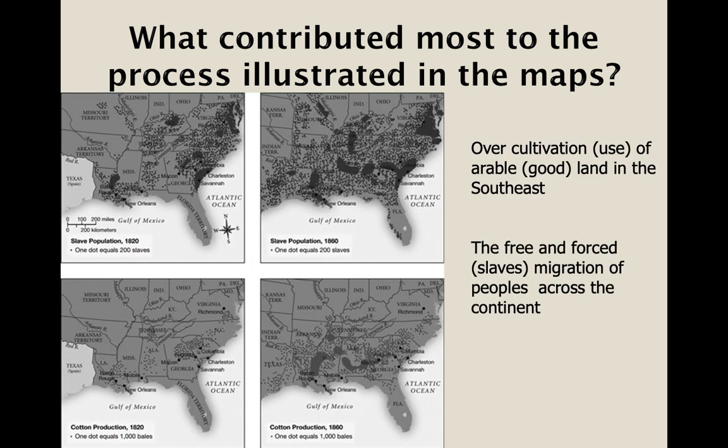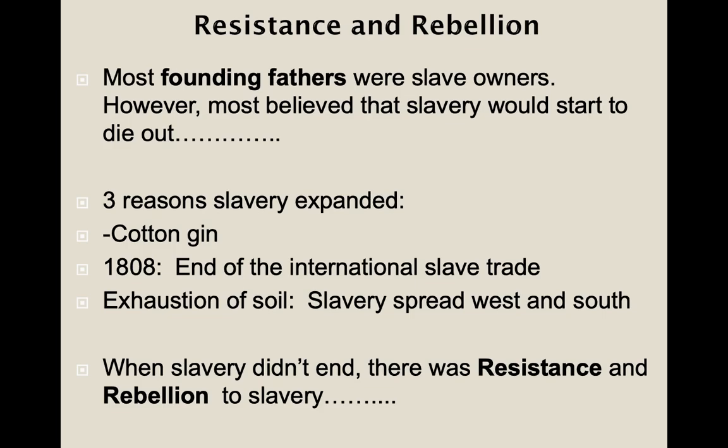Okay, and some of that is because of the over cultivation of good land and the free and forced migration of peoples. The people who were not slaves were free and they migrated, but also it was forced migration of people. And I want you to understand that, this was a forced migration. Okay. All right. So let's take a look at this. There's going to be resistance and some rebellion, which we'll talk about here in a minute. Many believe that slavery was going to die out.